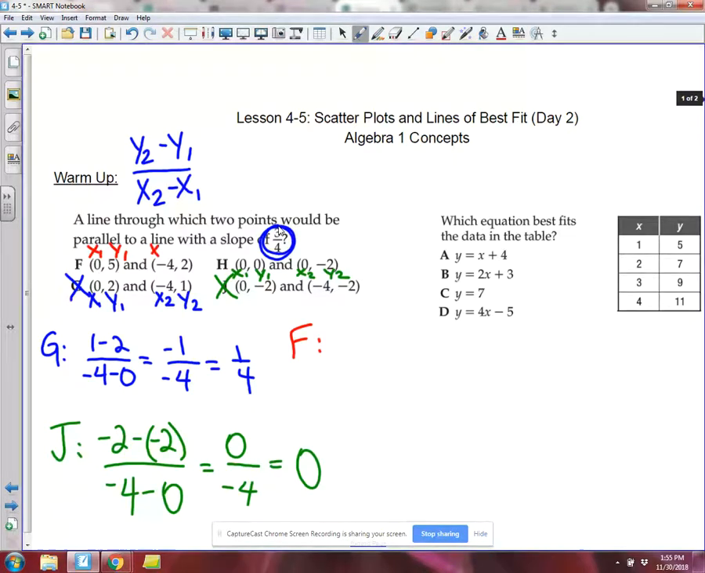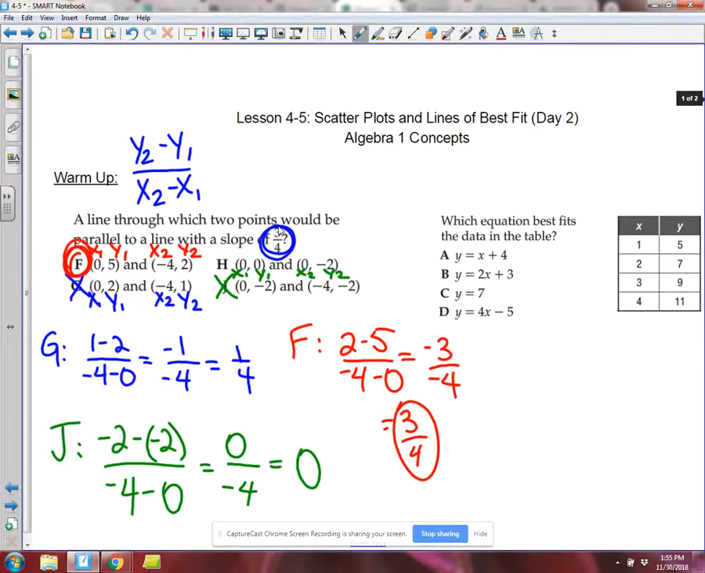X1, Y1, X2, Y2. All right, Savannah. Over. What is 2 minus 5? And the bottom? What is a negative over a negative? Positive. What's up, ma'am? Right over there. Thank you. Is that what I wanted? It is. So that would be parallel to that. How we doing? Good? All right, so take a look at the next one over there, to the right.